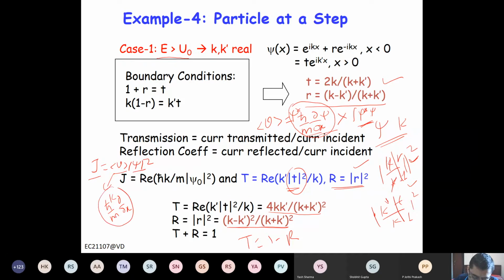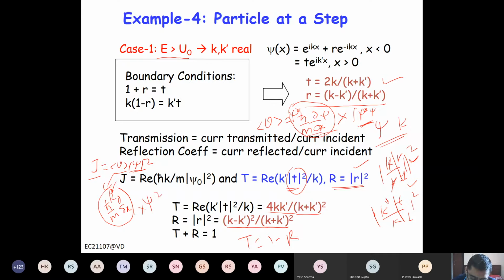Now h bar and m are constants, so the only thing that you have here is k. Other things are the same for the reflected, incident, and transmitted waves, right? And this is the psi wave function. So psi square will be r square here, t square here, and 1 here, right? So psi square is okay.